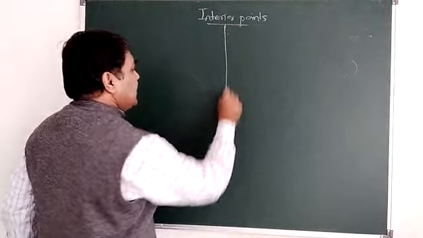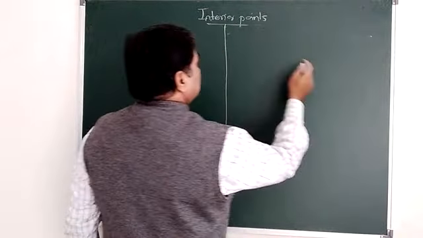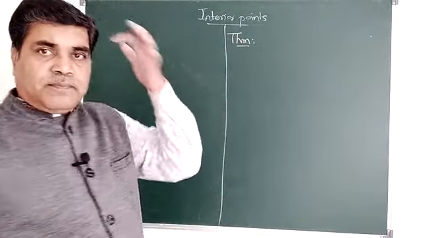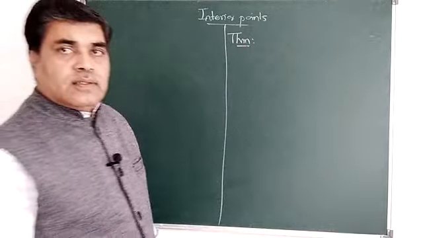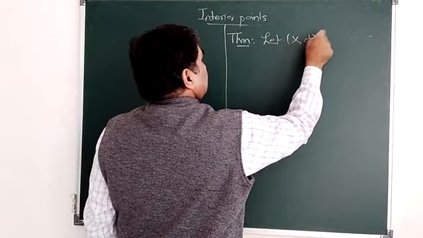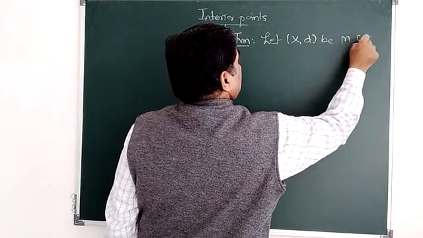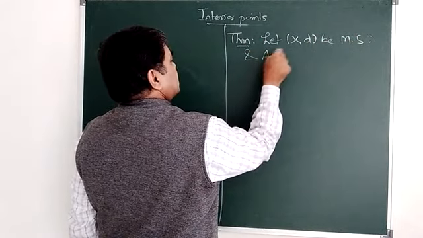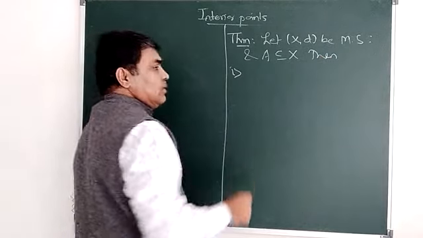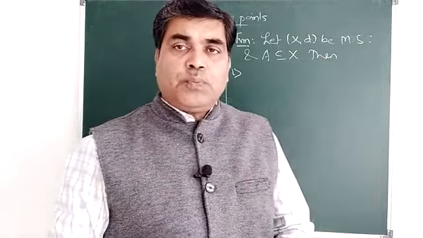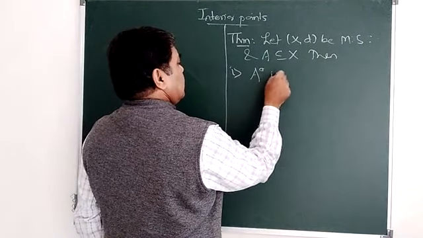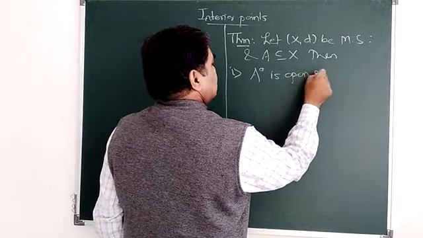That result will be helpful to find interiors of the set. So take the theorem. Let (X, d) be a metric space, and A be a subset of X. Then, one, A interior is an open set in X.